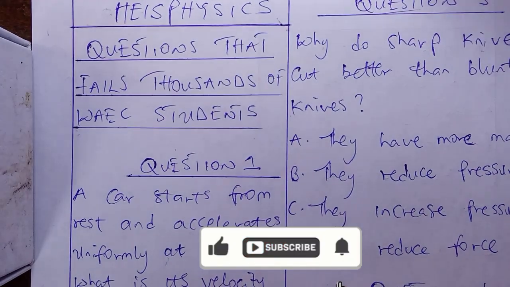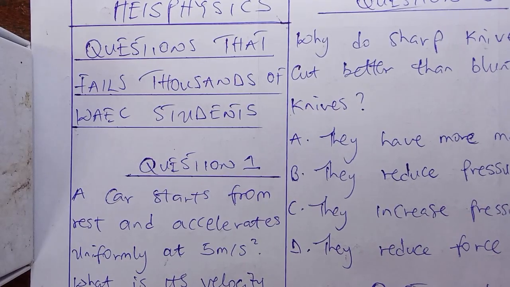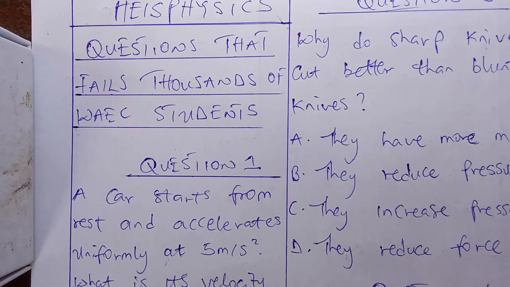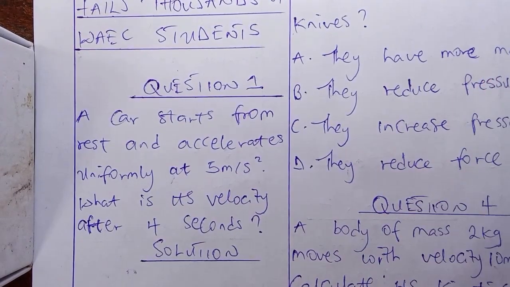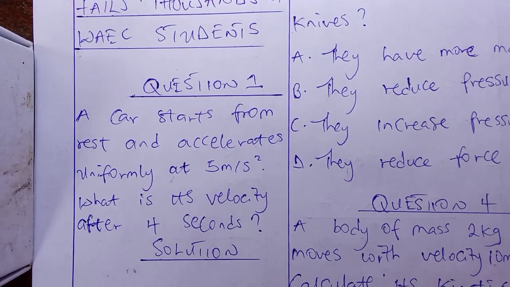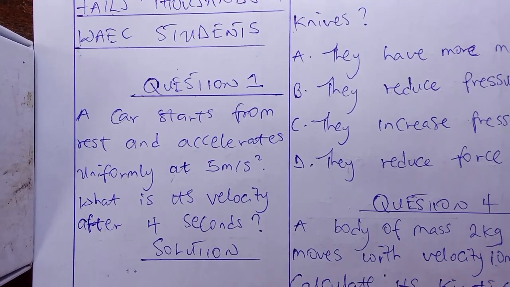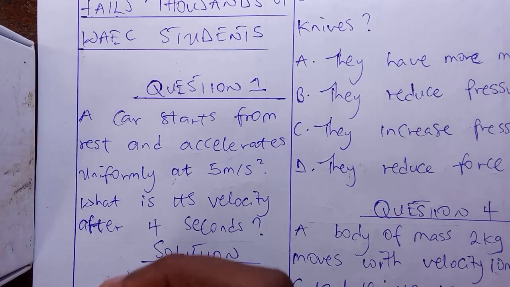Firstly, this particular video we are talking on questions that fail thousands of WAEC students. Your WAEC is upcoming. This particular video will help you a lot for your WAEC. So let's start. Question 1. A car starts from rest and accelerates uniformly at 5 meters per second. What is its velocity after 4 seconds? This is a question under motion, and let's solve it together.